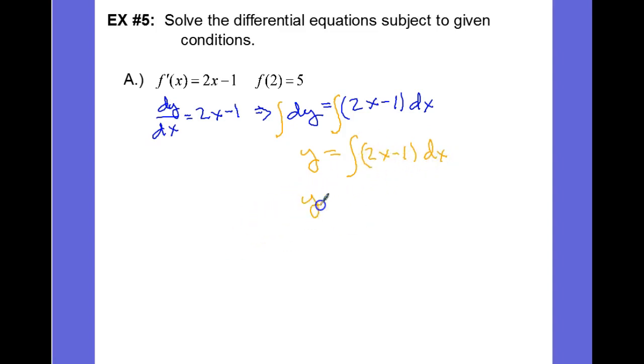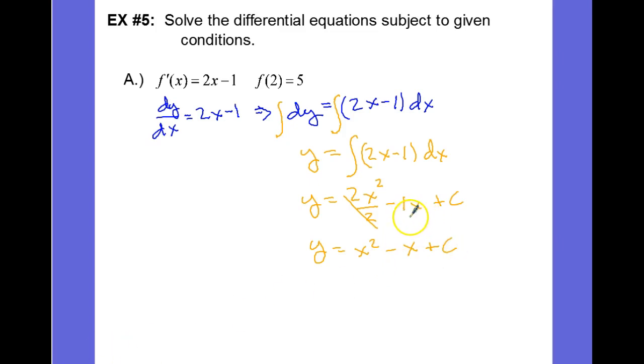So what we get is y equals, and so this will become 2x raised to the 2 divided by 2, minus, and then x to the 0 becomes x to the 1, or 1x, and then plus c. And so we get y equals, the 2's cancel, x squared minus x plus c.